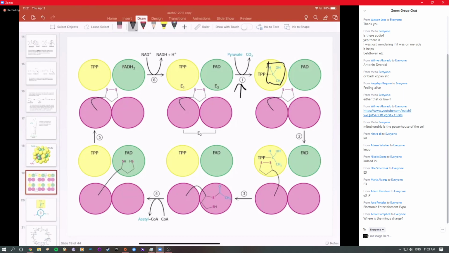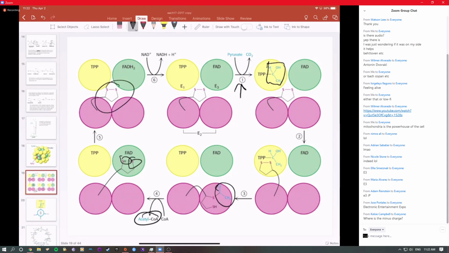Once you have the acyl lipoamide, that can then transfer the acyl group or acetyl group over to the CoA. That gives you the acetyl CoA, which is shown here. Once you've done that, you need to oxidize the reduced form of lipoamide, which is dihydrolipoamide, back up to the disulfide. That takes place in E3. And then you can get back to where you started all over again.